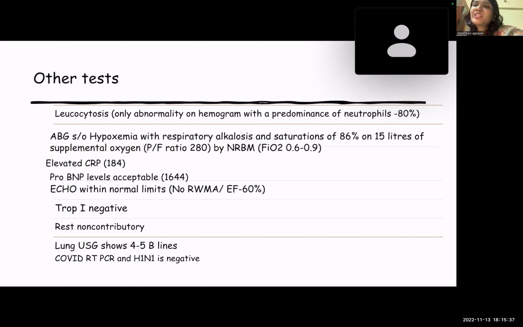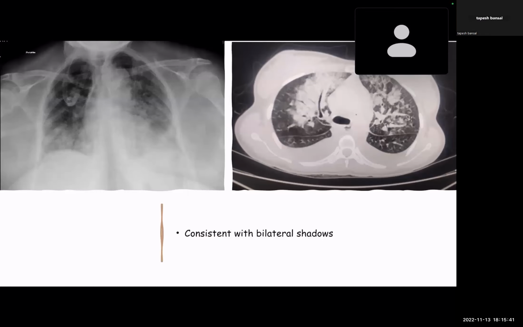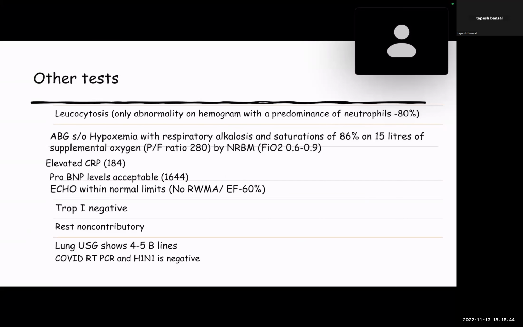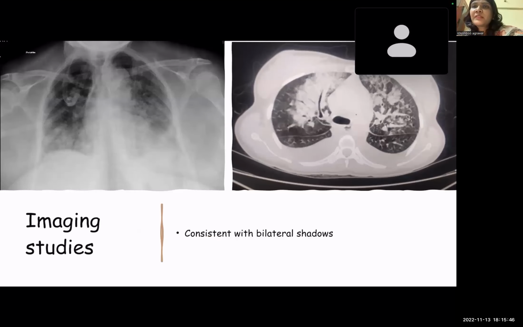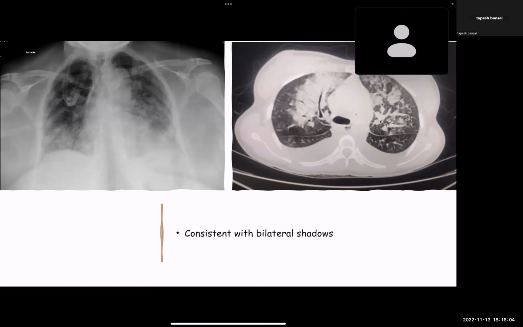So his initial PF was 280? Initial PF ratio. So these were his day one imaging, the X-ray and the CT scan. If you look at this X-ray, Khushbu, are there any air bronchograms? Yes, sir. Left side. Can you use the pointer and tell? Okay, the pointer, sir. Pointer is on the left-hand bottom side.